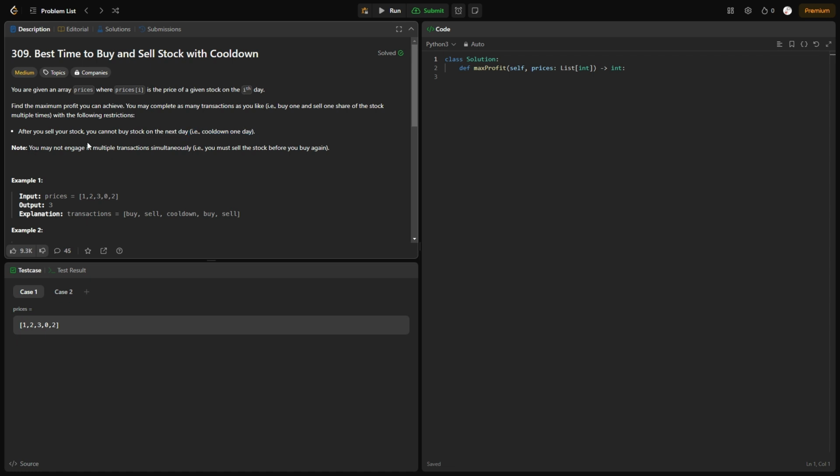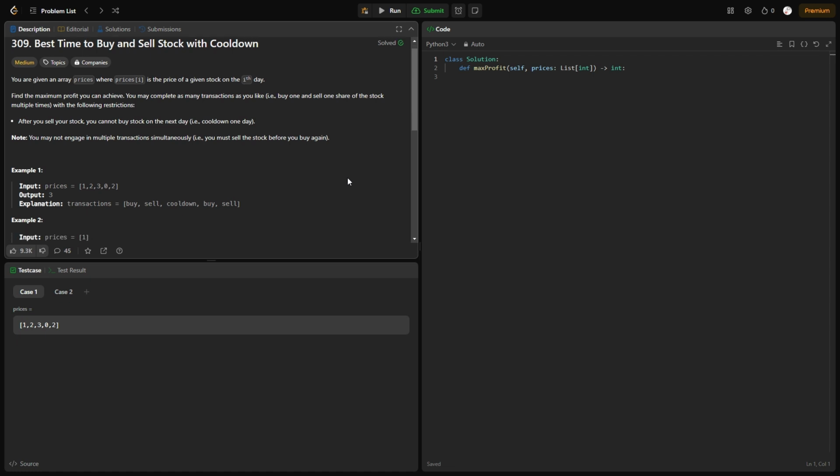So we can't engage in multiple transactions, so we can only sell the stock if we have it, and we must sell the stock before we can buy it again. So there's only one instance of the stock. We can't buy or short multiple instances.